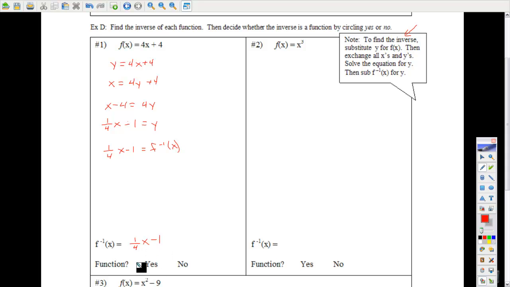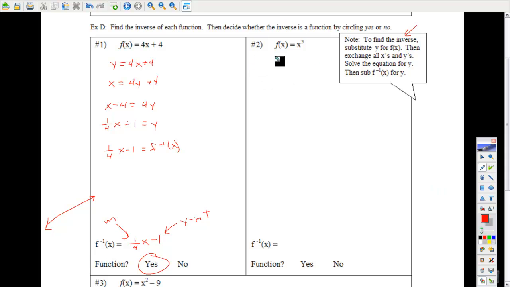One-fourth x minus 1. Is that a function? Well, hopefully you know what this looks like. This is in slope-intercept form. Has a y-intercept of negative 1. Has a slope of 1/4. So essentially it looks something like this. It's a line. Any non-vertical line is always going to be a function. It passes the vertical line test. If you run a vertical line over this, it will only touch the graph in one place at a time. So yes, it's a function.